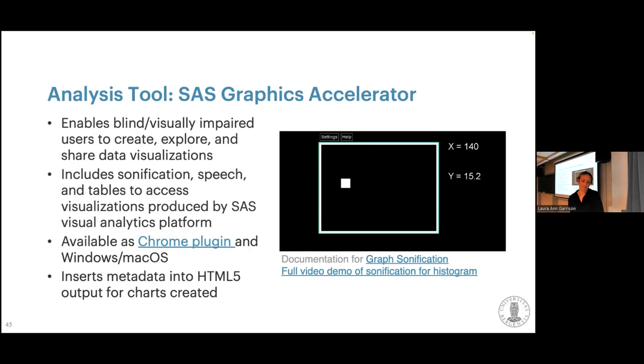So that's one of the ways that you can use sonification to actually query data. And this is using pitch. This is one of the more popular ways to encode continuous data items.